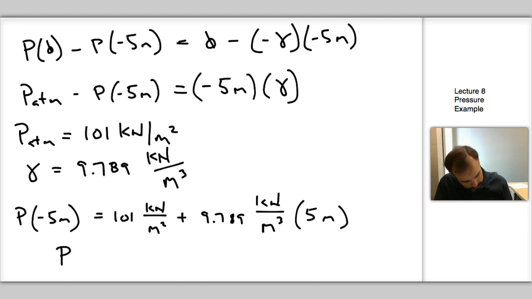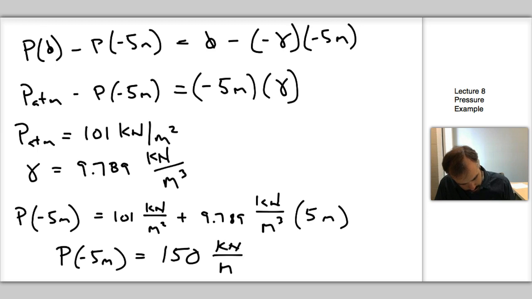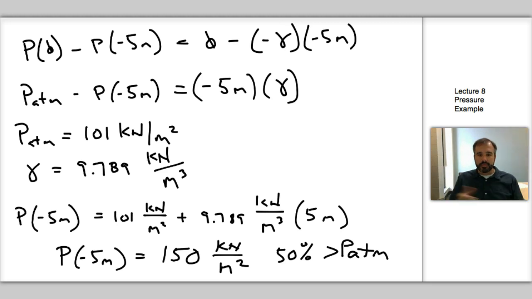So P at negative 5 meters is going to equal approximately 150 kilonewtons per meter squared, or 50% greater than atmospheric pressure. Okay, so that's a simple example of what the pressure in a fluid looks like.